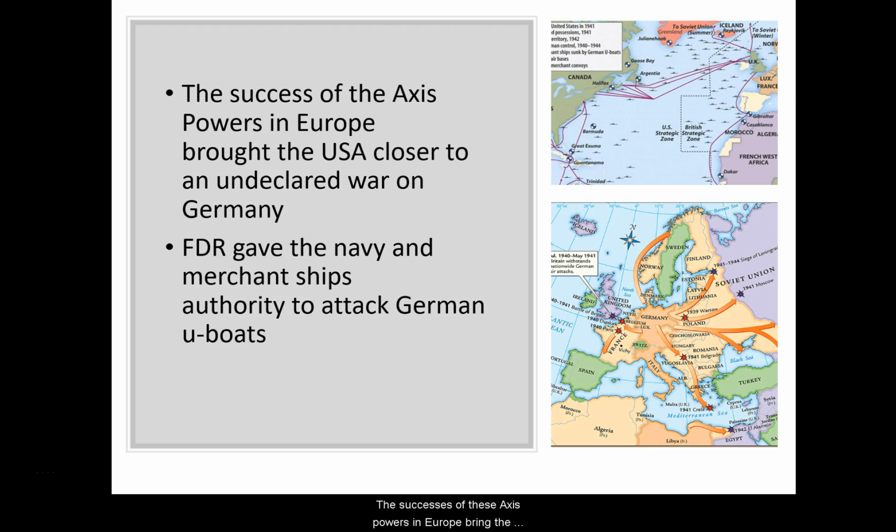The successes of these Axis powers in Europe bring the U.S. closer and closer to an undeclared war on Germany. We see what they're doing. This is a time period when, if you go to the movie theater, you see what's called newsreels. And these newsreels depict what's happening during the war. You also see it in all the headlines on all the newspapers. So the American people are very well versed in what's happening in Europe. And FDR gives the Navy and merchant ships the authority to attack German U-boats. If the German U-boats come up to us and try to attack us, shoot first.